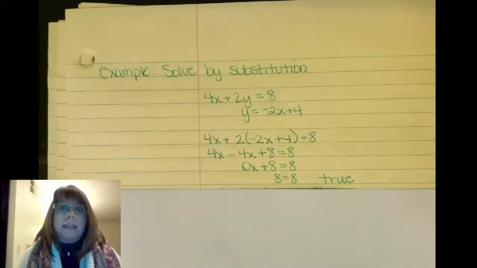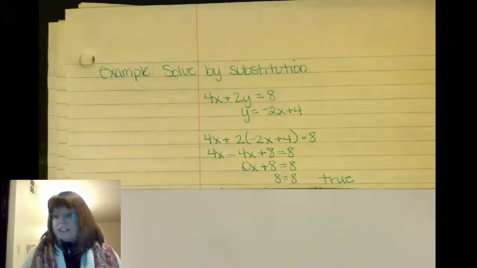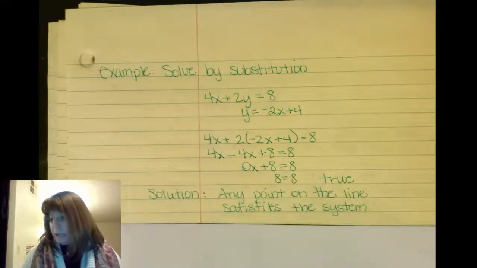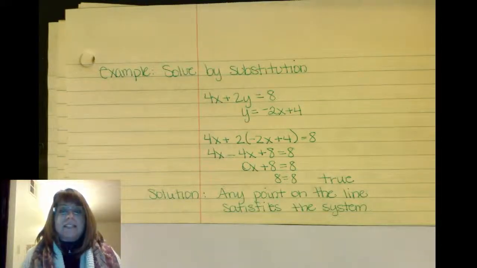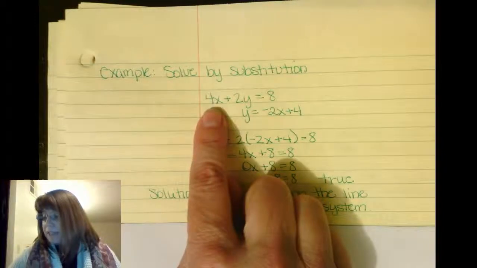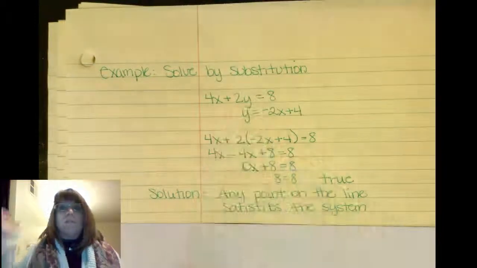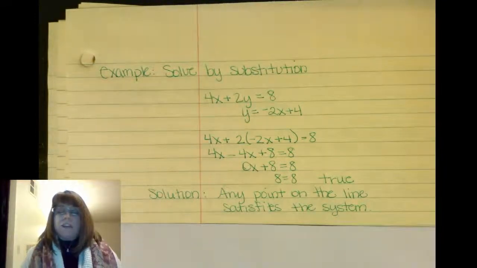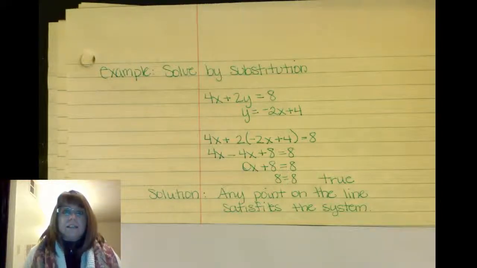They coincide. So your solution set is any point on the line that satisfies the system, which means you can pick anything. Pick 0 for x, and then y is going to be 4. So 0, 4 is a solution. And then you find another point that lies on the line. Every single point on the line that satisfies the system is a solution for this entire system.